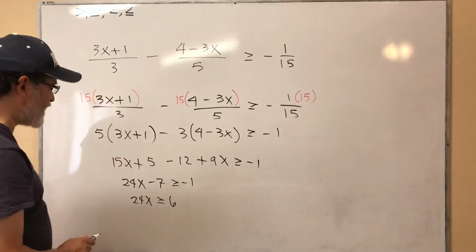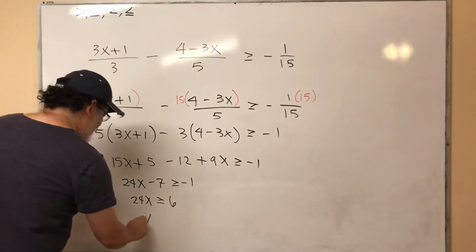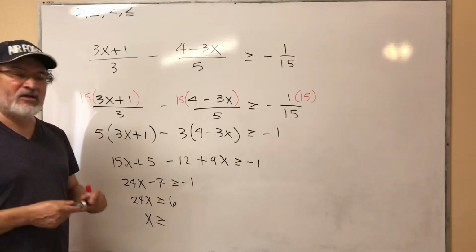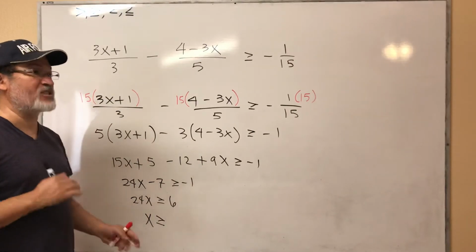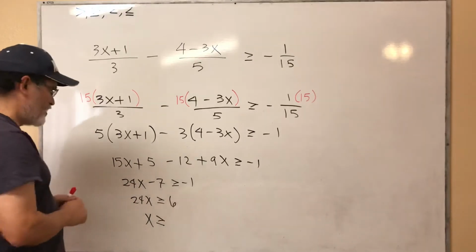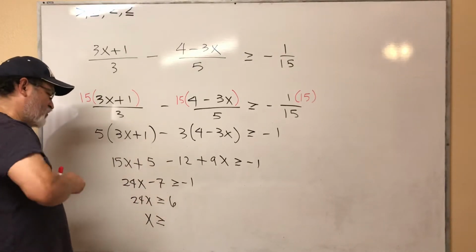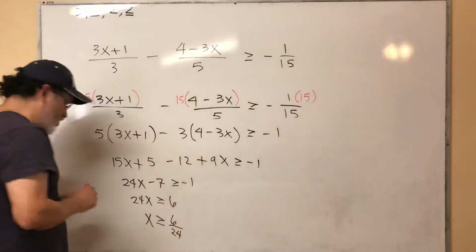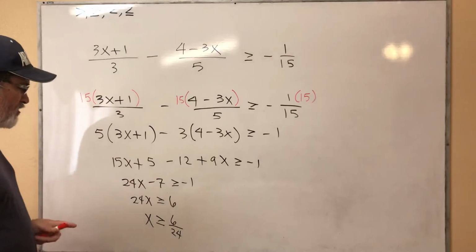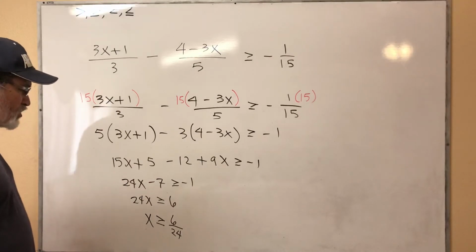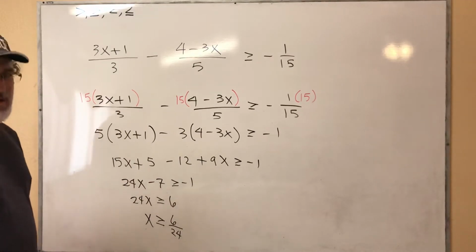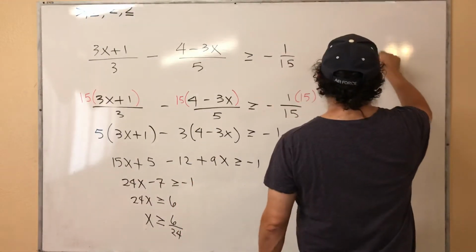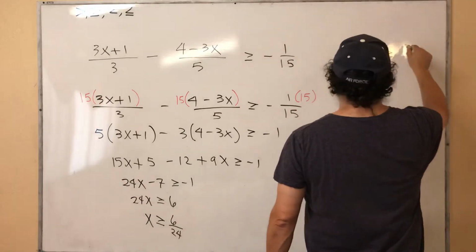Divide both sides by 24 so that x is greater than or equal to, no, I'm dividing by a positive, so the inequality symbol does not reverse. So 6 divided by 24, and I know that 6 goes into itself once and 6 goes into 24 4 times. So therefore, the answer is x is greater than or equal to 1/4.